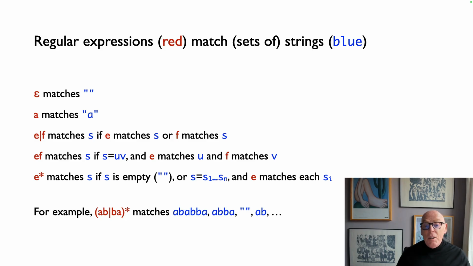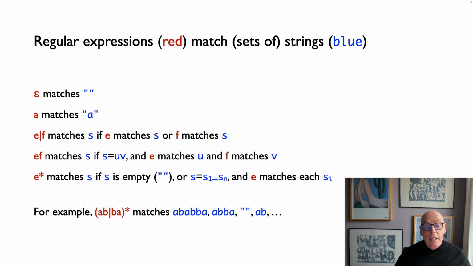So the regular expression epsilon just matches the empty string. The regular expression with the character A in it matches the string with the character A in it. So far, so straightforward. Now the first compound regular expression is E bar F, and that matches a string S if E matches S or F matches S. So it's an alternative. We've got 2 alternative patterns. You match E bar F if you match either E or you match F.